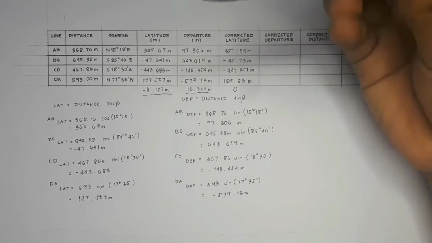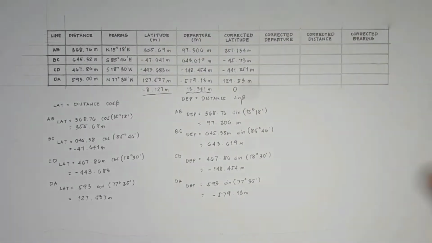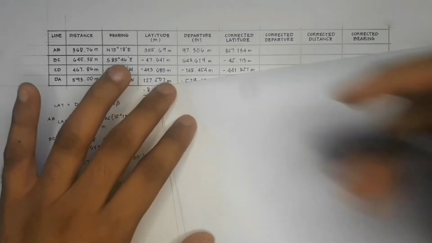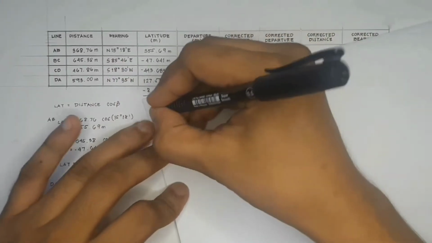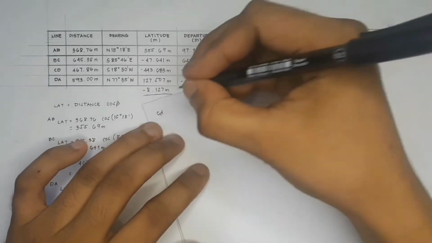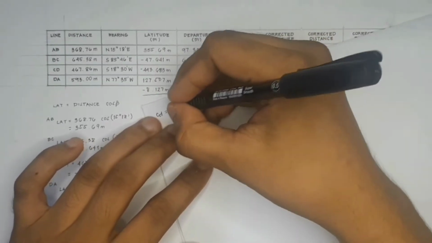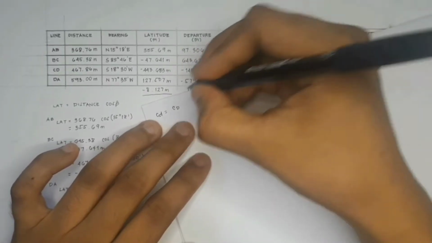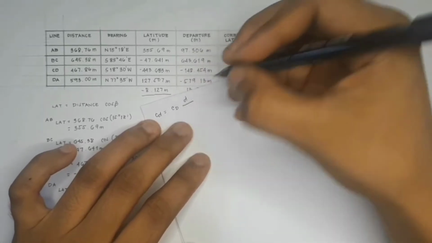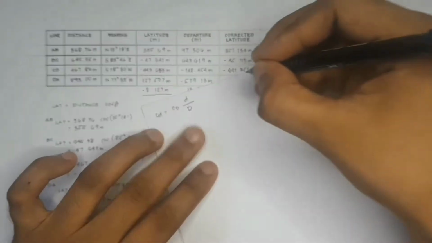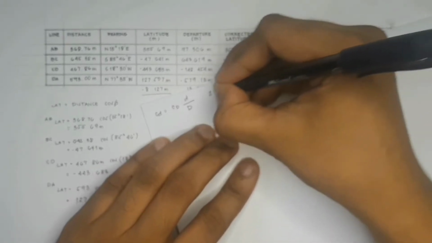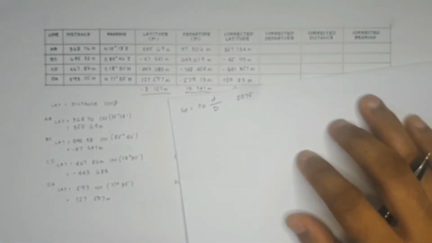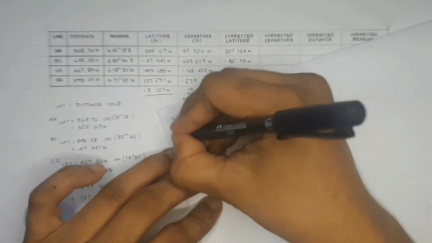So now let's move on to the departure. We will compute for the correction needed for our departure. To compute that, we will follow the formula: the correction along the departure is equal to the total error of closure in the departure times the distance divided by the total distance. Our total distance here is 2075. Let's start with AB.